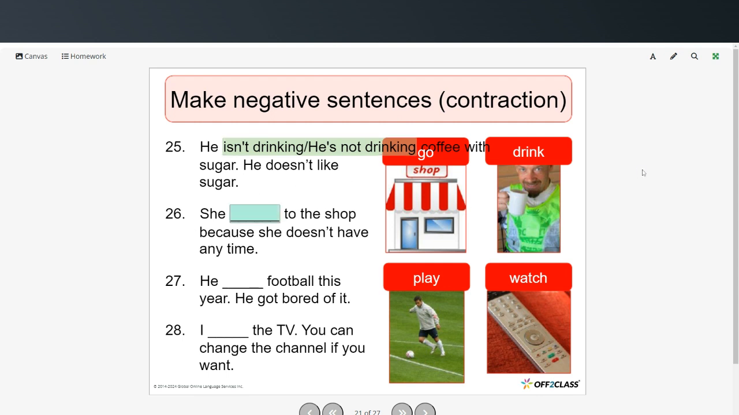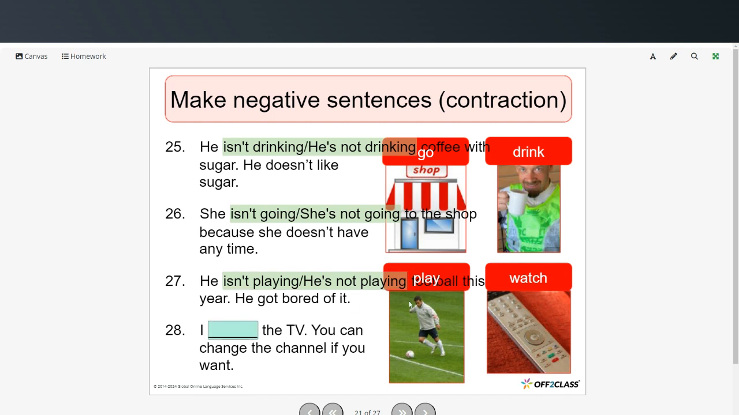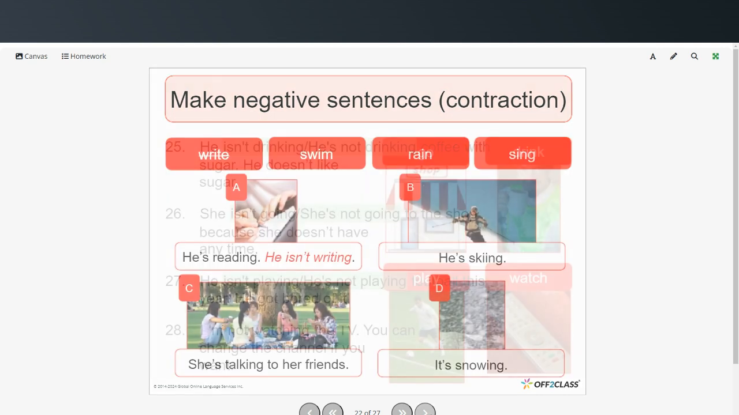She isn't going to the shop, or she's not going to the shop because she doesn't have any time. He isn't playing football, or he's not playing football this year. He got bored of it. And I'm not watching the TV. You can change the channel if you want.